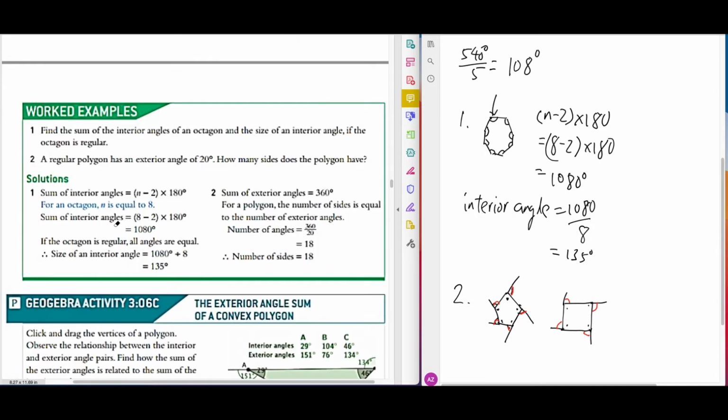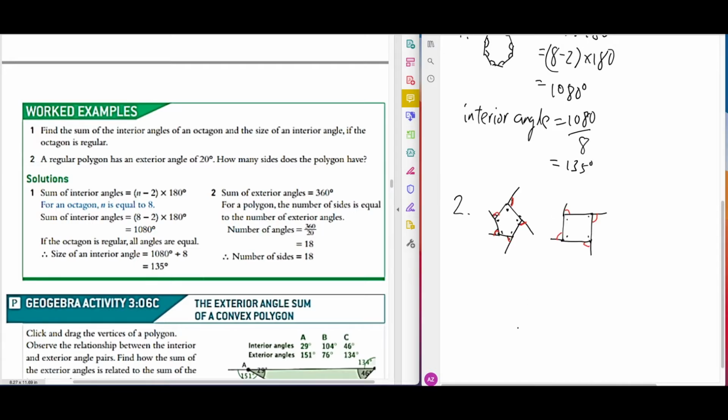So the question says a regular polygon has an exterior angle of 20 degrees. That means the polygon has an exterior angle equal to 20 degrees. How many sides does the polygon have? The formula is the number of sides is equal to 360 degrees divided by the exterior angle. So if the exterior angle is 20 degrees, we just do 360 divided by 20. What should this give you? It should give you 18. Just remember, to work out how many sides a polygon has, you can just do 360 divided by the exterior angle.